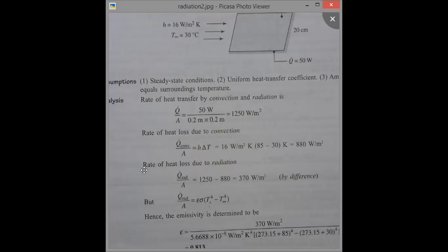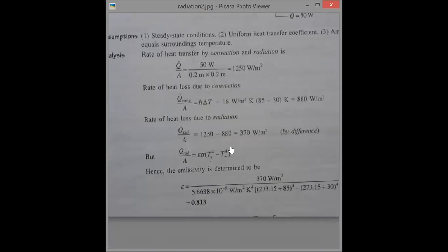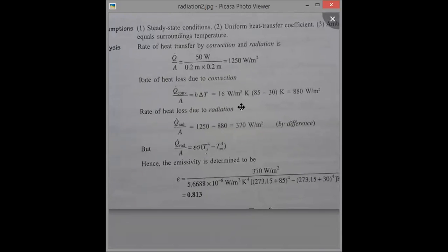Now heat loss due to radiation, Q radiation by A, is equal to the total heat loss, 1250, minus 880. 880 is the heat loss due to convection. If we subtract them, we get 370 watt per meter square, that is the rate of heat loss due to radiation. So we have the total heat loss, the rate of heat loss due to convection, and the rate of heat loss due to radiation.